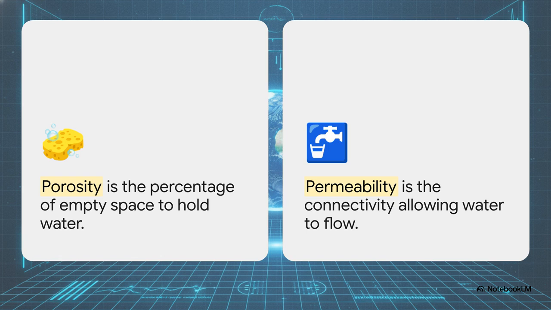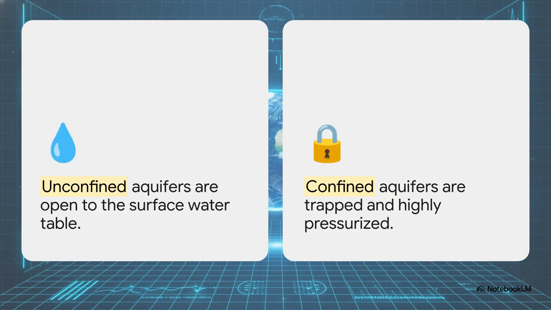First is porosity. That's the percentage of empty pore space between the rock grains. This dictates the aquifer's ability to act like a sponge and actually hold water. But porosity alone isn't enough. You also have to have permeability, sometimes called hydraulic conductivity. That's the connectivity of those pore spaces, because if the pores aren't connected, the water is just trapped. So a functional aquifer needs both high porosity to store the water and high permeability to allow it to flow out into a well. But not all aquifers are created equal.